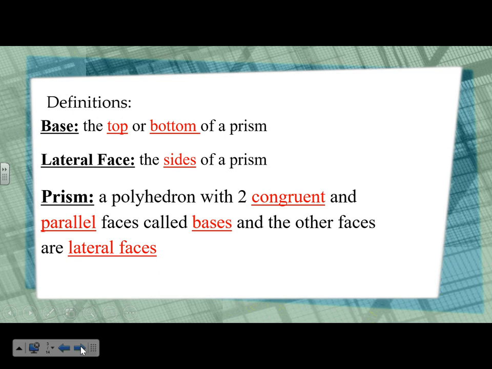A prism is a polyhedron with two congruent and parallel faces called bases, and the other faces are lateral faces. Again, it doesn't say this specifically here, but those other lateral faces are rectangles. Also, if you want to try your hand at wrapping, this is a very good sentence to do it with once you get to the parallel part.